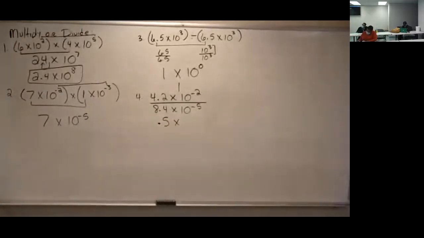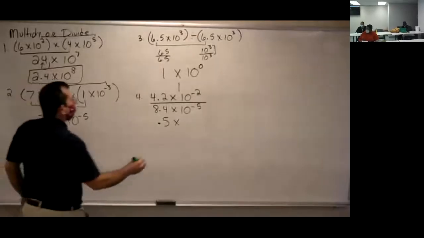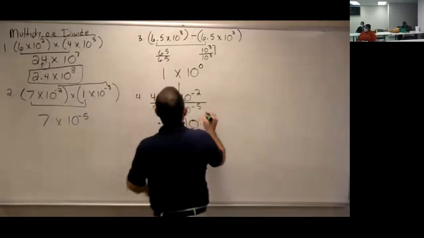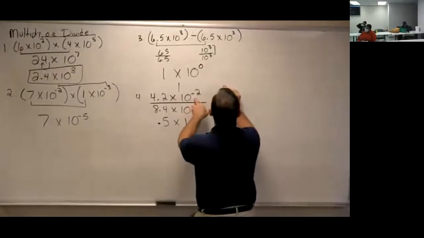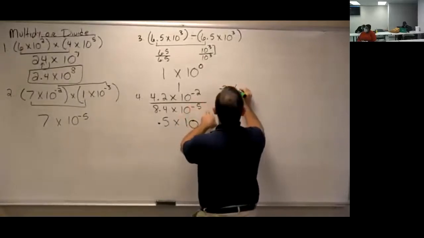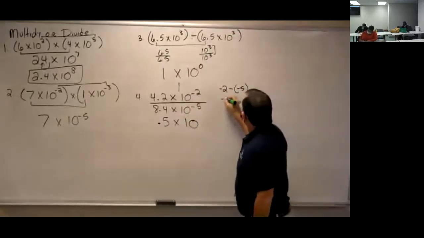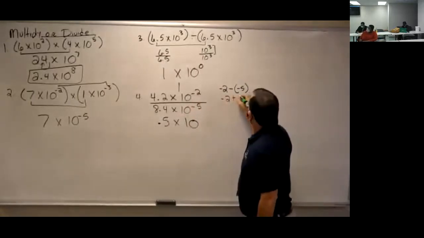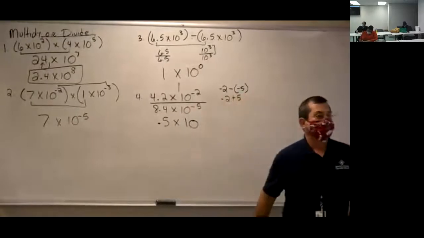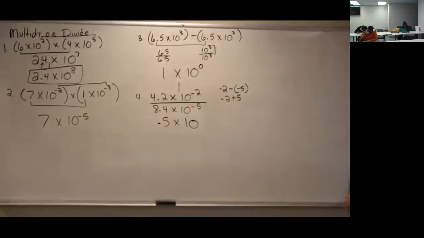Now, had that 8.4 been on the top over 4.2, then that would have definitely turned into a 2. All right, 10 to the what? So now y'all got a -2 minus a -5, which is like a -2 plus 5. So -2 minus -5 gives me 3.